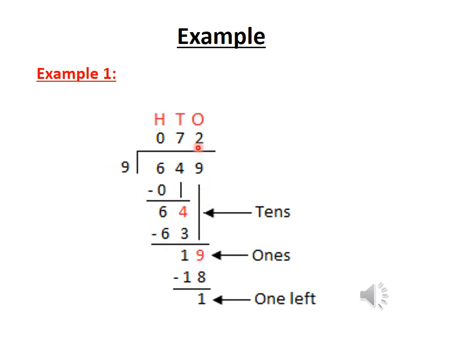So you have 19. You ask, 9 times how many equals 19? 9 times 2. You put the 2 above the 9. So 9 times 2 equals 18. Now you subtract: 19 minus 18 equals 1. 1 is the leftover, the remainder. So the quotient is 72 and the remainder is 1.